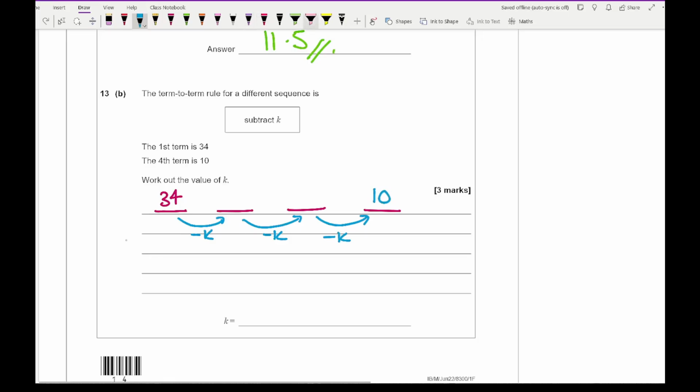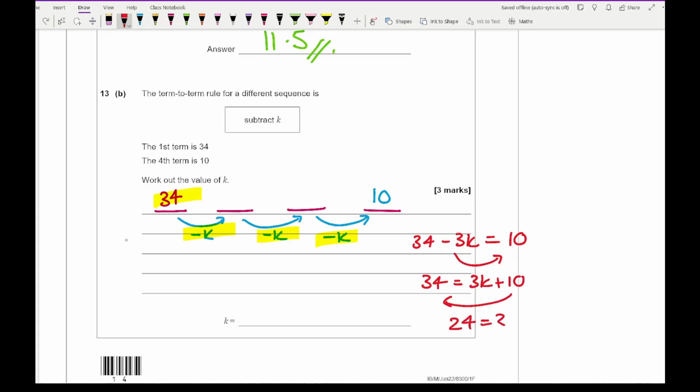If I write this as an equation, I've got 34 minus 3 lots of k equals 10. Taking the 3k over to the other side, I end up with 34 equals 3k plus 10. Then take the 10 over, so 24 equals 3k. So k equals 8. The answer is just 8, because it's already telling me to subtract k. If I wrote minus 8, it would become minus minus 8, which becomes plus 8.